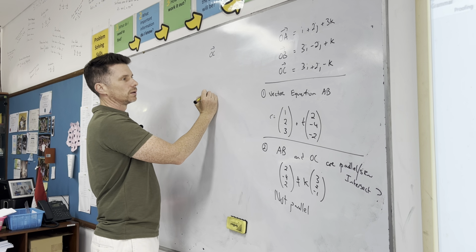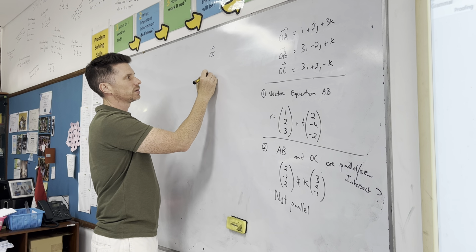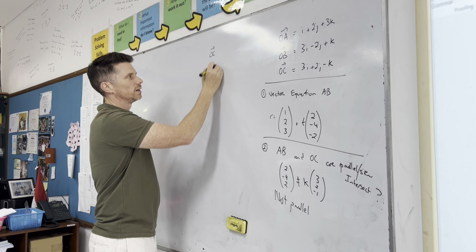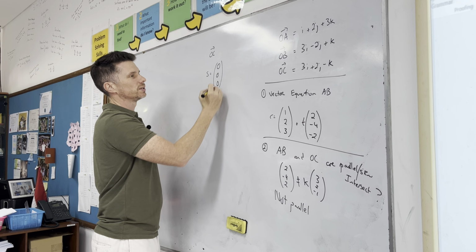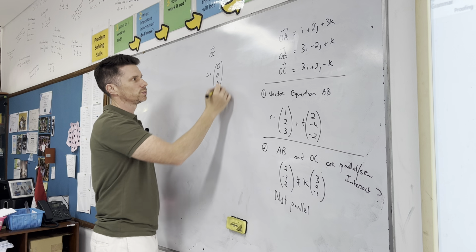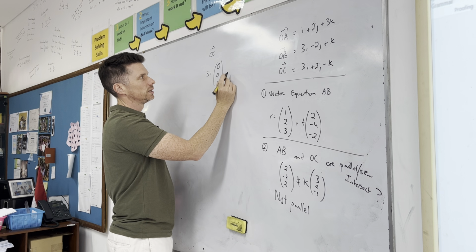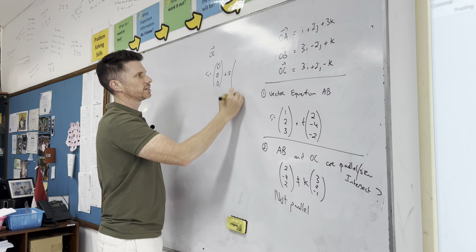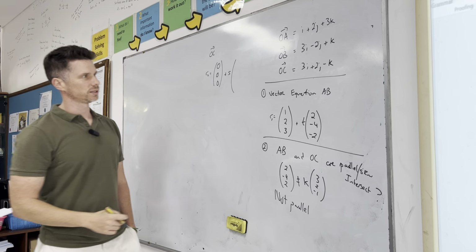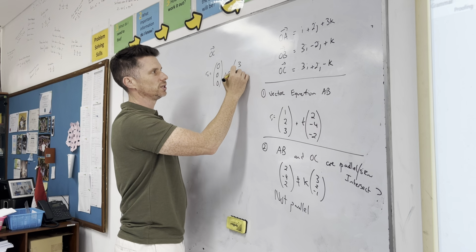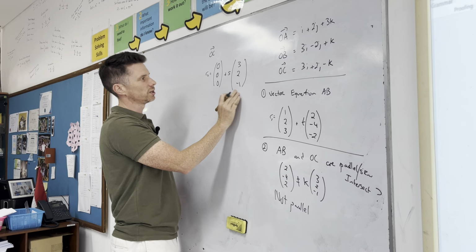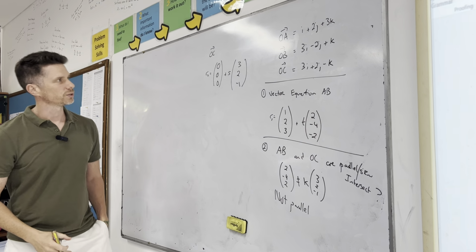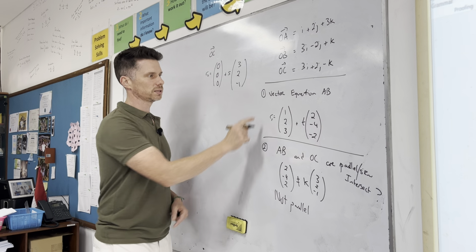OC has direction 3, 2, minus 1. For the position, you could use 0, 0, 0. I'll use S as the parameter here, since S is the direction it goes. So it goes 3, 2, minus 1. So a position on it and a direction. Okay, so these are my two lines, this one and this one.